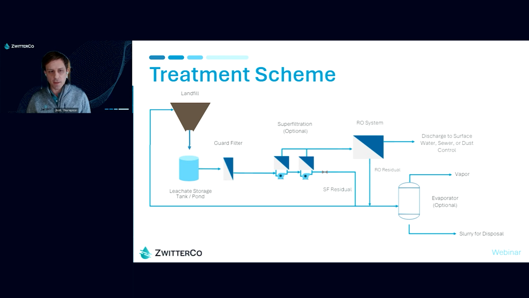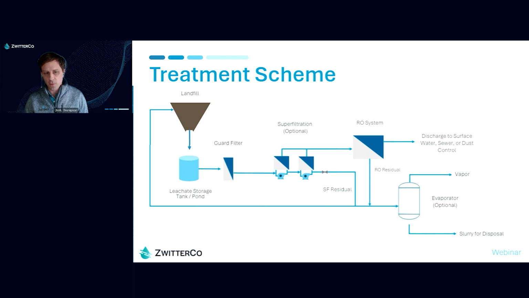So Myron went over a couple of the different potential leachate treatment schemes, but we're going to go ahead and dig a little bit deeper into one possible treatment scheme. In this scenario, you have the landfill leachate, which is collected from the bottom of the landfill, and it's typically pumped to either a collection pond or a storage tank. From there, you would need a pre-treatment, usually for suspended solids removal.